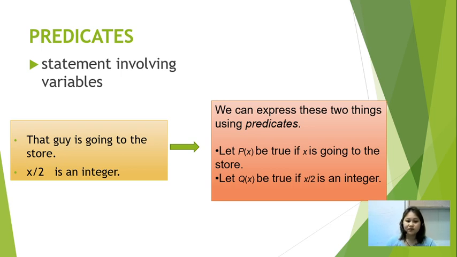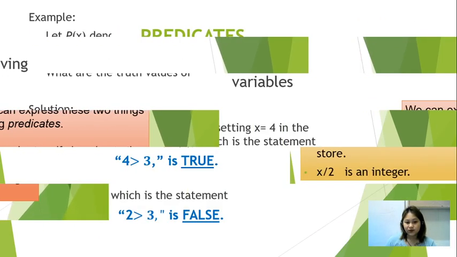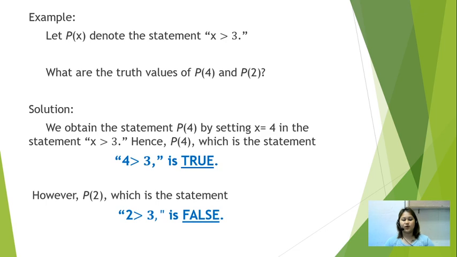Okay, and then let's have this example. Let P of X denote the statement X greater than 3. So you have what are the truth values of P of 4 and P of 2? Again, truth values, it's not only about being true or that the statement is true.